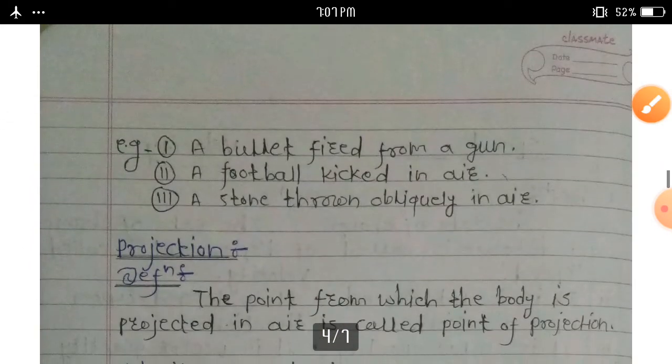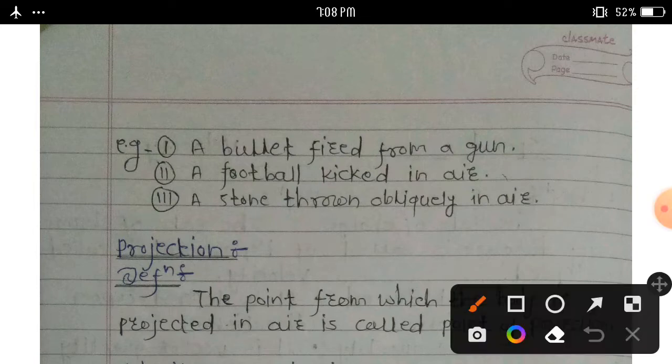Another example of projectiles. First example, a bullet fired from a gun. This is the best example of a projectile. Second example, a football kicked in air. This is another example of a projectile. And third example, a stone thrown obliquely in air. This is another example of a projectile.